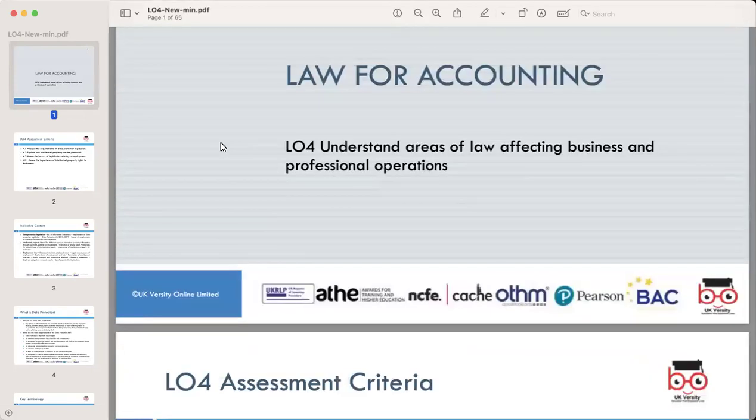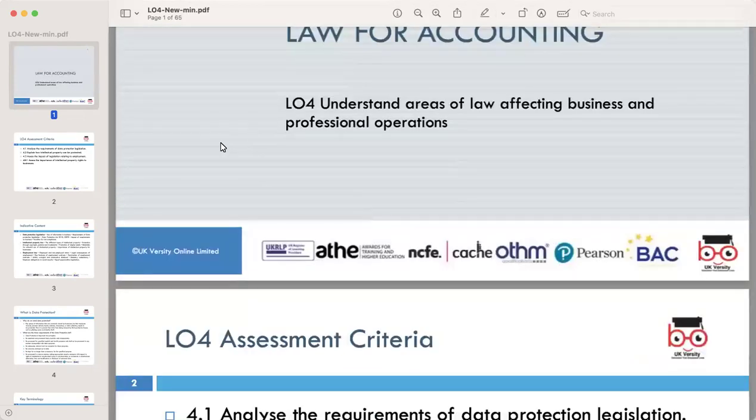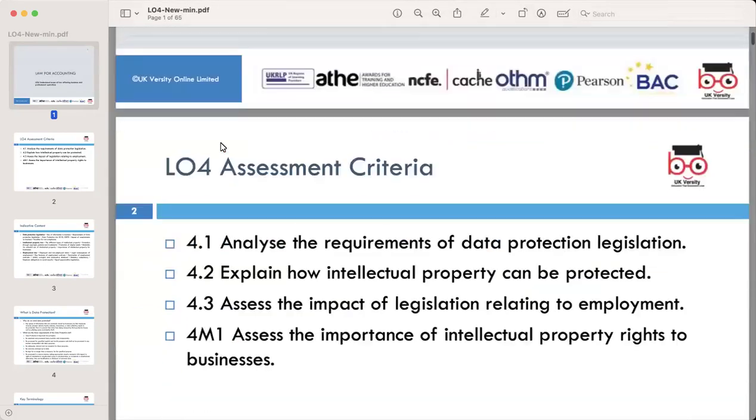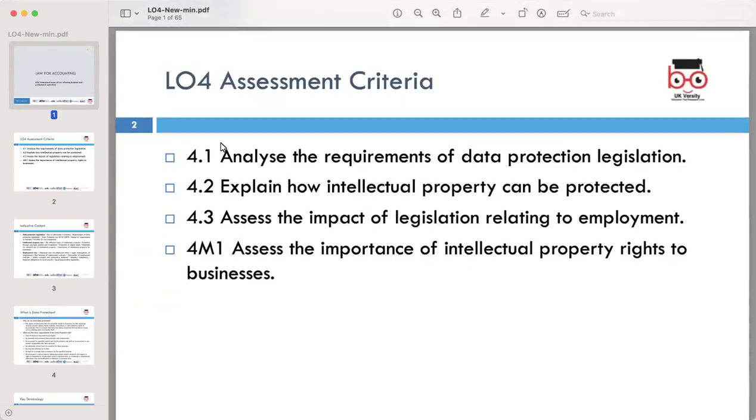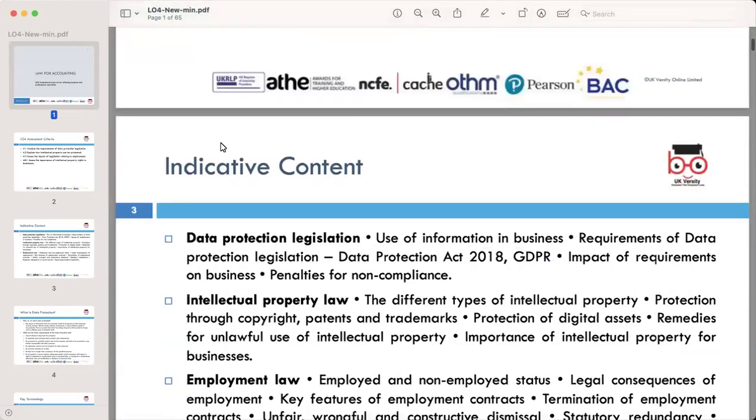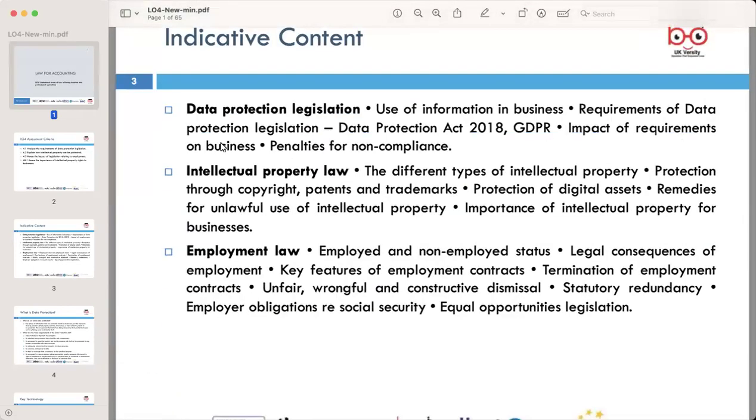Okay. So, understanding areas of law affecting businesses and professional operations. Assessment criteria: analyze the requirement of data protection legislations, explain how intellectual property can be protected, assess the impact of legislation relating to employment, and assess the importance of intellectual property rights to the business. So, indicative contents, data protection legislations.